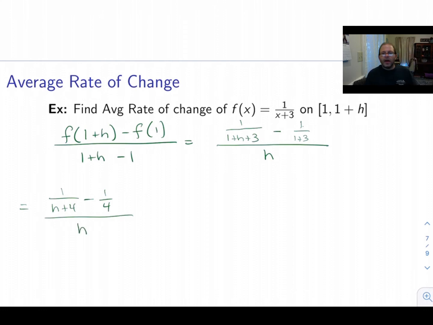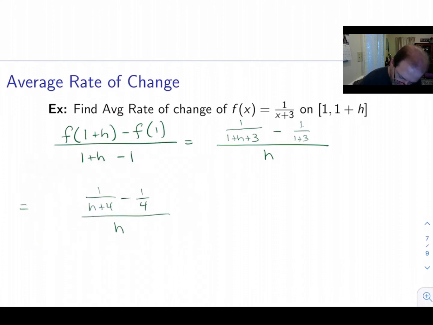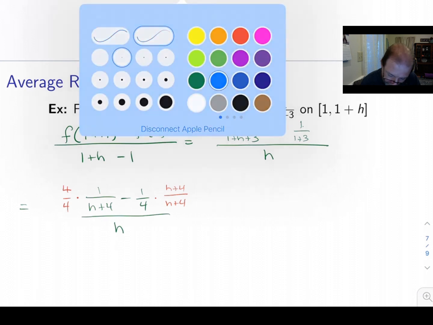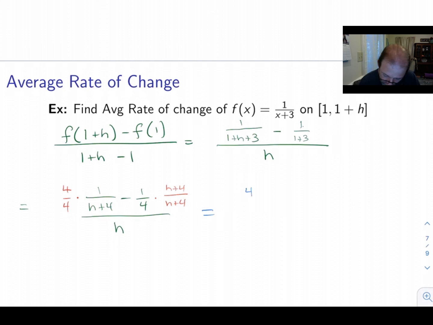over h. Now, I need to simplify this. I want to get a common denominator for those two fractions up there. So let's move this out a little bit. What I'm going to do is multiply this one by 4/4. You can't just go multiplying it by 1/4, that would change things, but 4/4 is 1. I'm going to multiply this one by h plus 4 over h plus 4. And when I do that, I get 4 over h plus 4 minus h plus 4 over 4 times h plus 4. I'm missing a 4 back here. Let's go put it back in. And all that's divided by h.